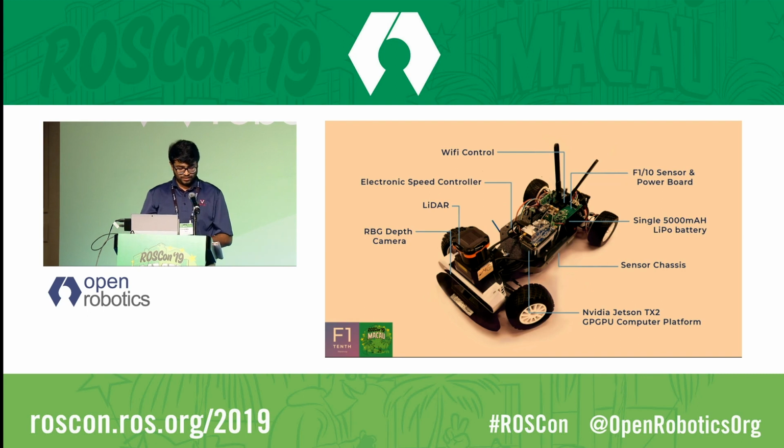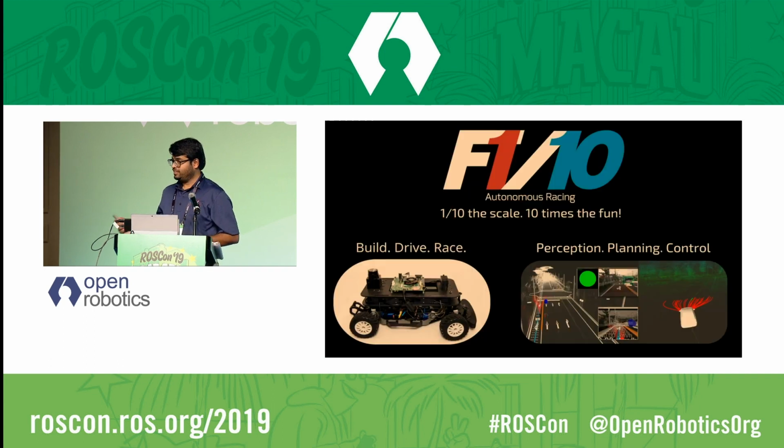The F1 10th, or F1 by 10, is a fully autonomous Ackerman steering race robot inspired by the Formula One race car. It is literally 1/10 the scale of an actual race car, although it is 1/10 the scale of the original race car, based on my own personal experience and that from the community, I can say that it's 10 times the fun.